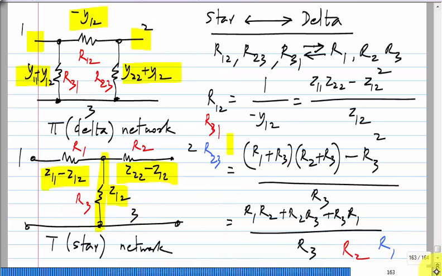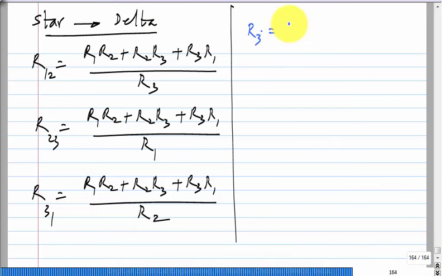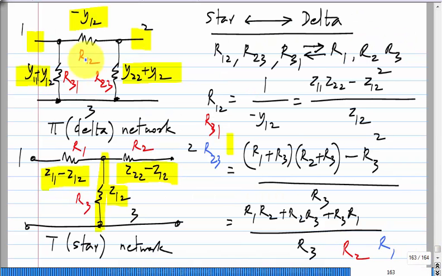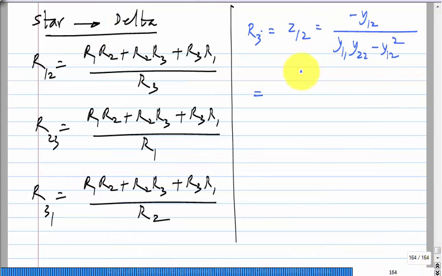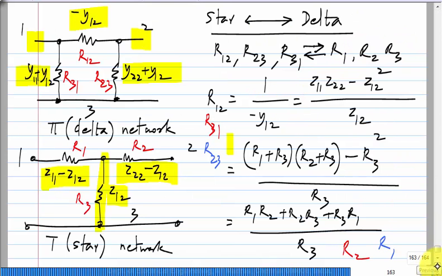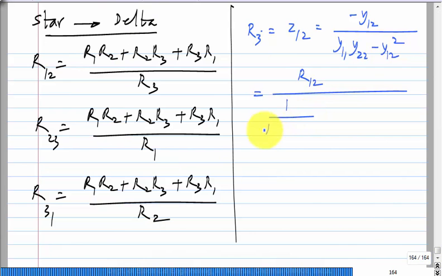This Z12 is the same as R3. So R3, which is Z12, is equal to what? Minus Y12 by, sorry, the other way around. Oh yeah, this is correct. Y12 by Y11 Y22 minus Y12 square. And how much is Y12? Minus R12 divided by Y11 Y22. How much is that?